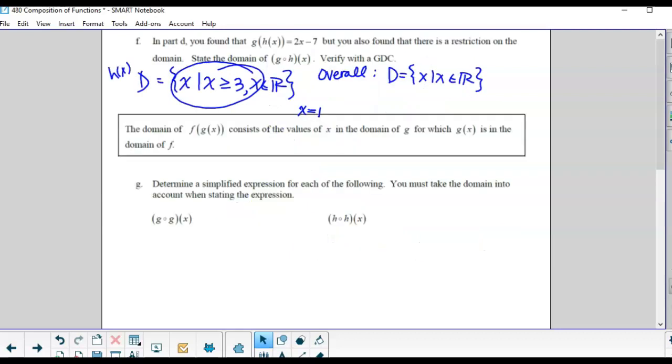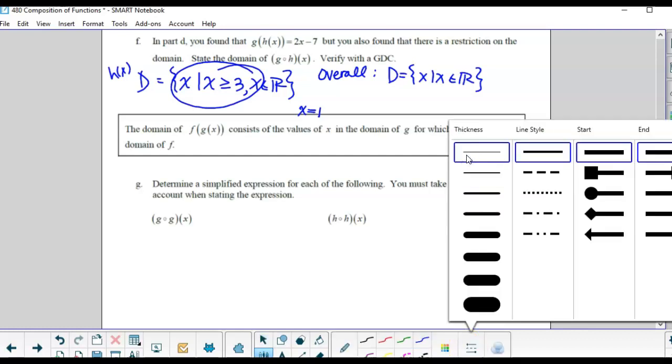The domain of f of g of x consists of all the values of x in the domain of g, the inside function, for which g of x is in the domain of f. So determine a simplified expression for each of the following. You must take the domain into account when stating the expression. So when you give your final answer, you want to make sure that you state the domain.